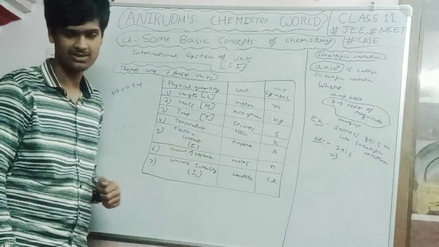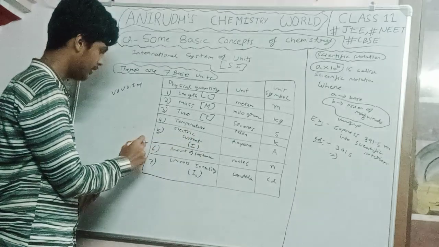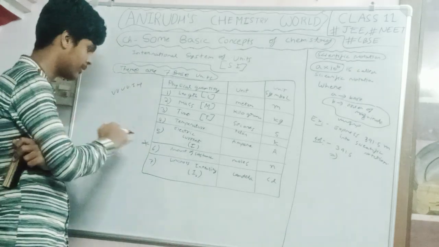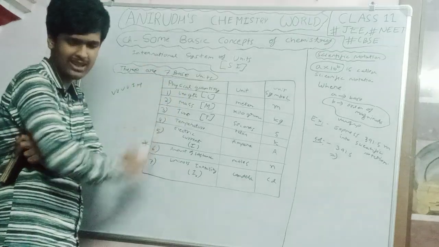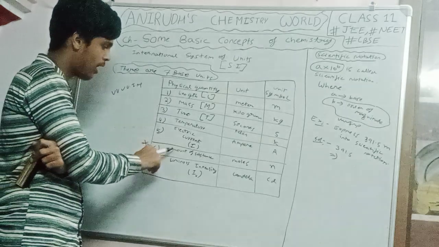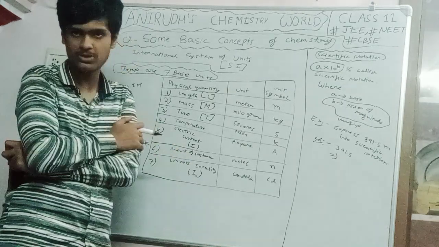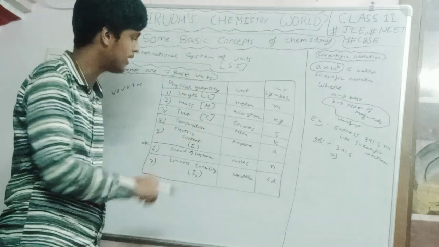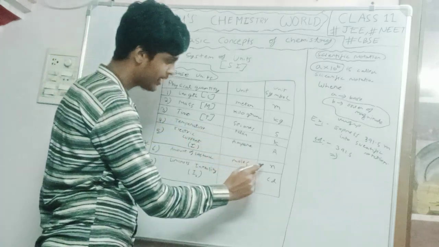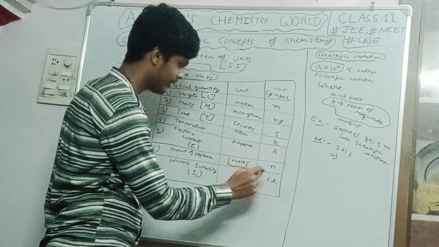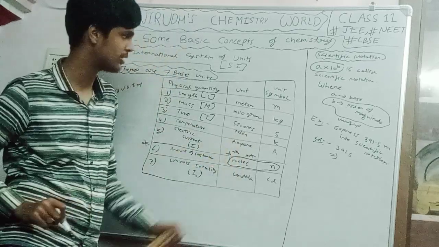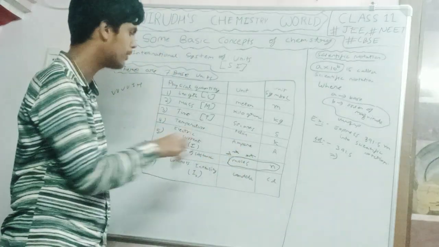And the amount of substance. This is a new thing. In the first chapter also, I used the term mole. This is the 6th physical quantity. You can write in any order; I am writing as per the book. The 6th one is amount of substance, where you have the unit mole. The mole is symbolized by the letter small n. You just remember this. Amount of substance is nothing but moles.